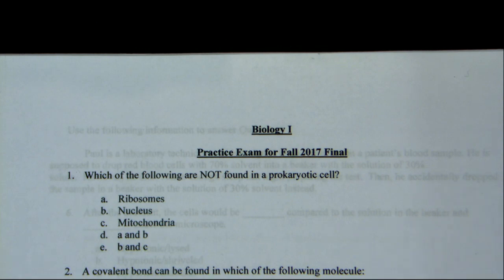The first one: which of the following are not found in a prokaryotic cell? Maybe you can answer along. What's the difference between a prokaryotic cell and a eukaryotic cell? Anybody know? The major thing here is that a prokaryotic cell doesn't have organelles that are membrane bound. So no membrane bound organelles.